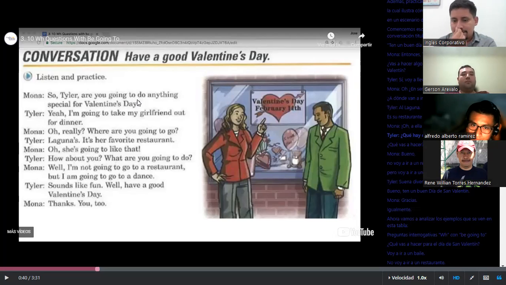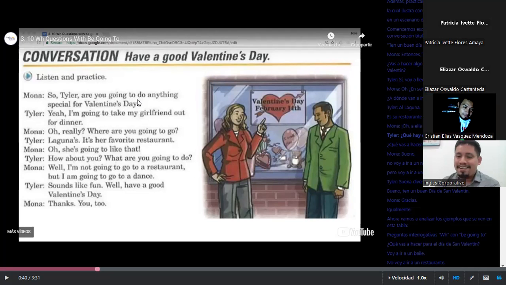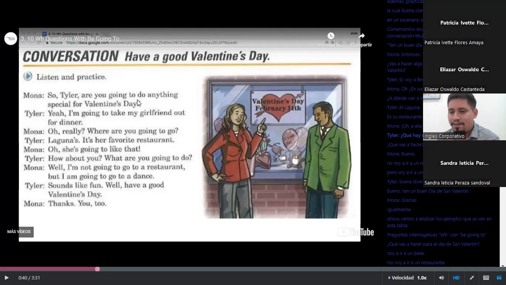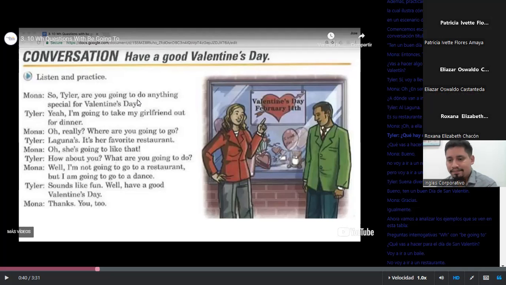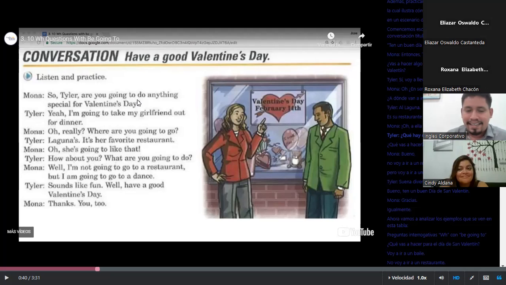Necesito dos voluntarios más. Ok, Patricia, cuatro me salieron. Cuatro voluntarios. Vale, lo vamos a hacer según el orden que me aparece aquí. Me aparece primero Patricia y luego Elías. Ok, Patricia y Elías. Patricia, you're going to be Mona and Elías, you're going to be Tyler.